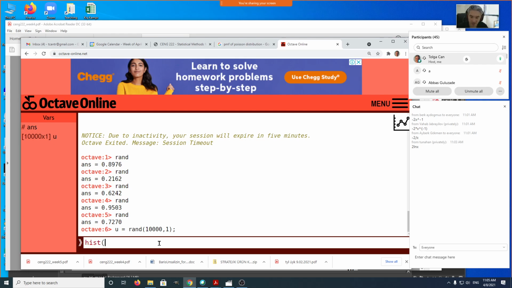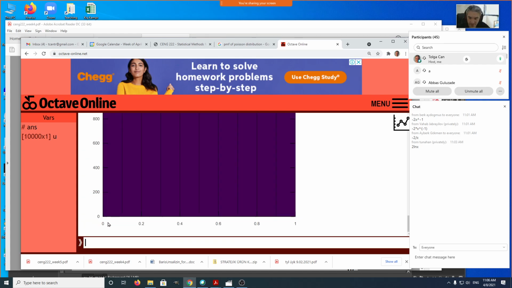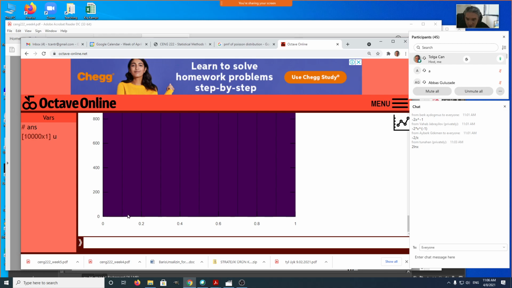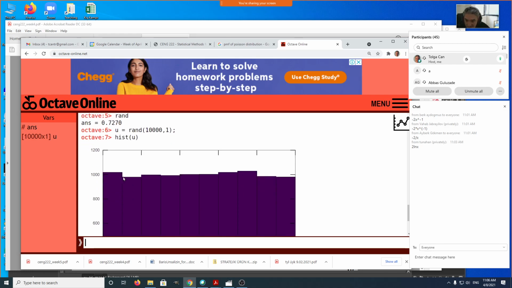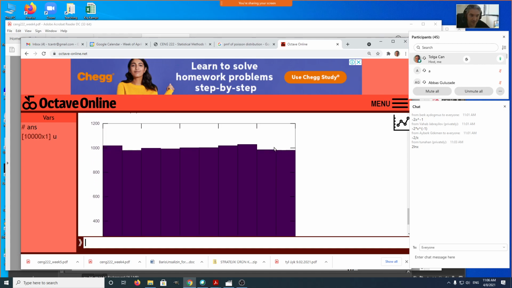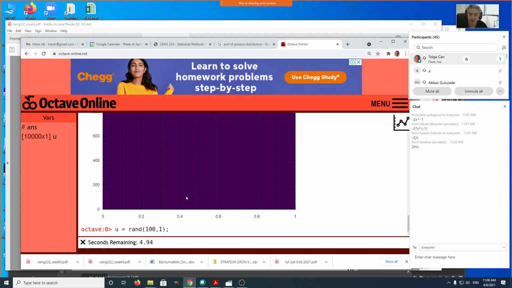There's a function named histogram, hist, in Octave Online. If you take a look at the histogram of this, you'll see that all the numbers that we have generated are between 0 and 1, and they are roughly, for example, a little more than 1,000 of them are between 0 and 0.1. A little less than 1,000 of them are between 0.1 and 0.2. But since this is a simulation, it's not exactly a straight line. But if we decrease this number, let's generate 100 random numbers and take a look at the histogram.